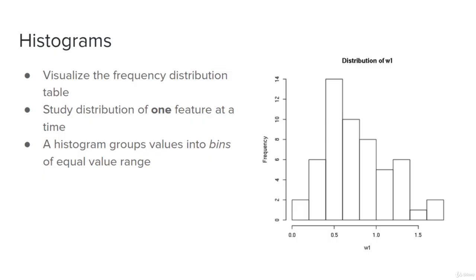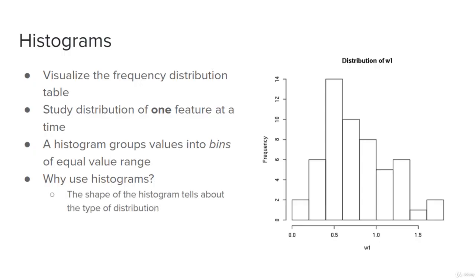But when you're using a histogram directly in programming, as we will see later on in the course, you don't really have to create a frequency table. You just have to plot that feature. We're going to feed that data into the histogram function, and it's just going to plot this graph for you. So the question is, why do we use histograms? Why are histograms so important? As I said before, the shape of the histogram tells us about the type of distribution, and the type of distribution will ultimately give us way more information about that particular feature.